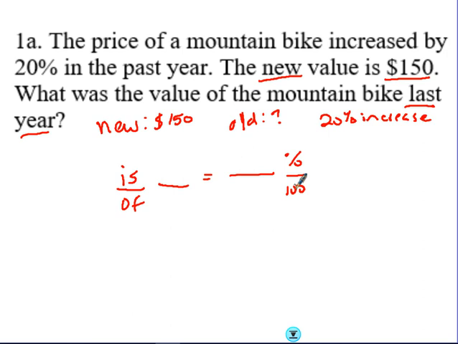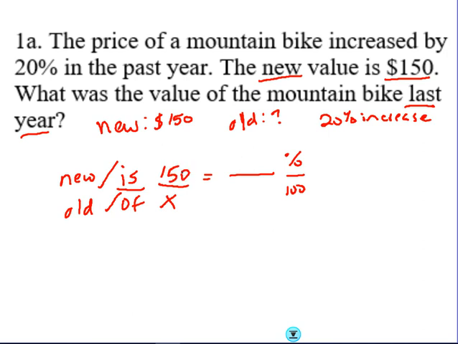As we plug in our information, we have to be careful that we're plugging it in correctly and using the right numbers. Again, the price of the mountain bike increased by 20%, and the new value was $150. Instead of the "is," we're going to call it the new. And instead of the "of," we're going to call that the old value. The old value is what we're looking for, so that's going to be X. And we know the new value is 150.